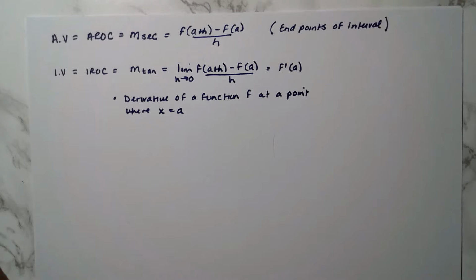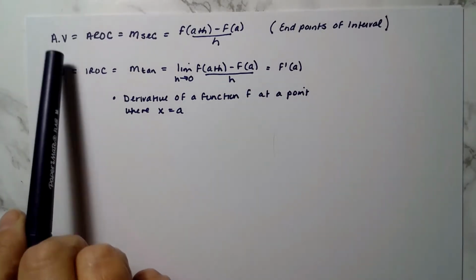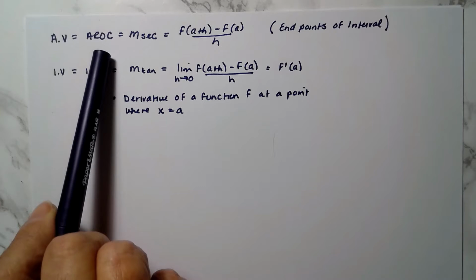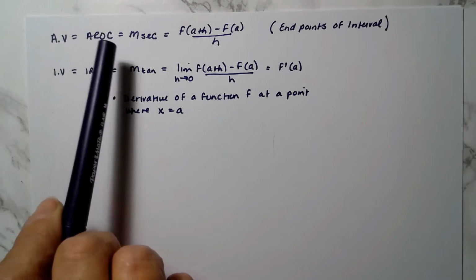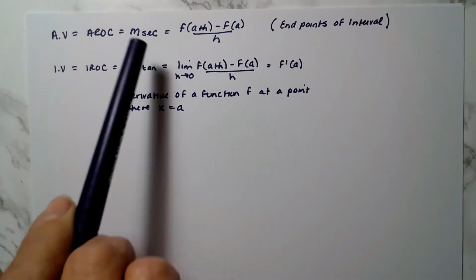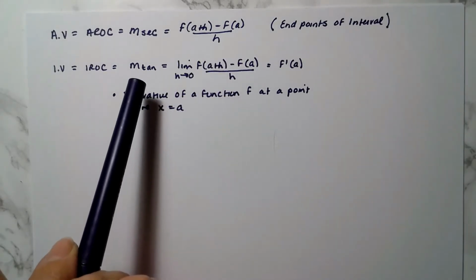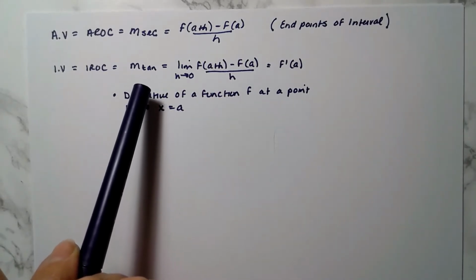Okay, so what I was questioning at the beginning of class was, what did everybody remember? We remembered that average velocity is nothing different than average rate of change. We learned that that's equal to the slope of a secant line that connects two endpoints of an interval, okay? And we can write that as f of a plus h minus f of a over h, and that's called the difference quotient, okay?